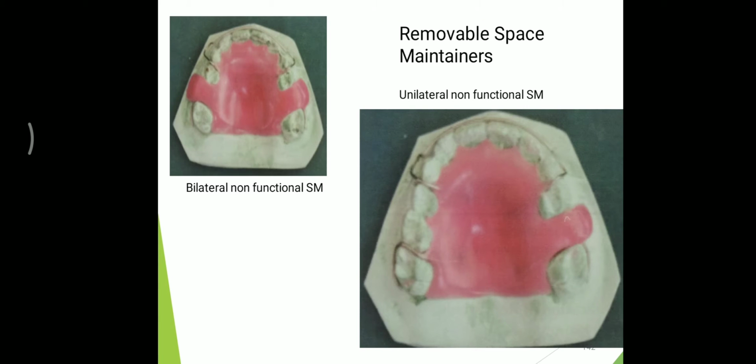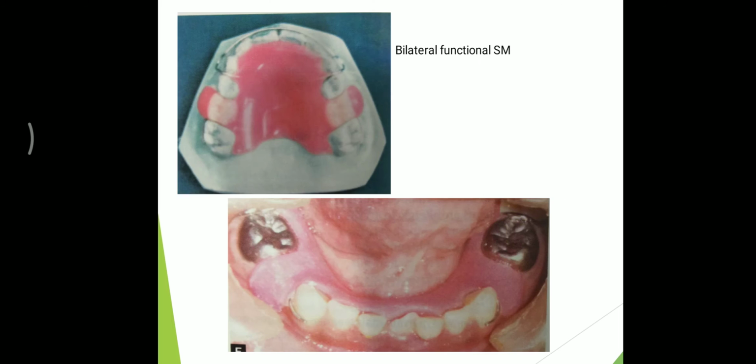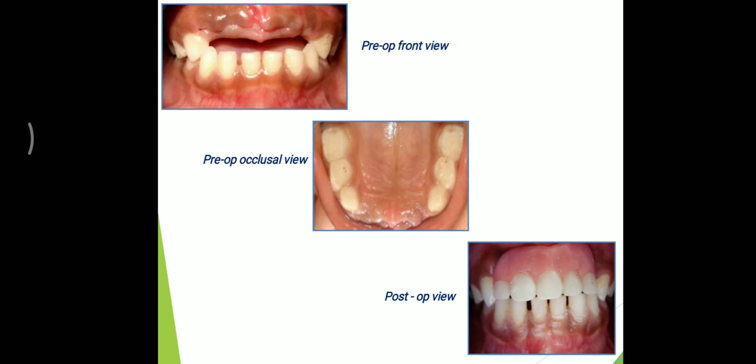And now this is the remote space maintainer: unilateral non-functional space maintainer, bilateral non-functional space maintainers. This is a unilateral functional space maintainer and bilateral functional space maintainer. And remote space maintainer classifications are according to Burroughs: class 1 unilateral maxillary posterior, class 2 unilateral mandibular posterior, class 3 bilateral maxillary posterior, class 4 bilateral mandibular posterior, class 5 bilateral maxillary anterior posterior, class 6 bilateral mandibular anterior posterior, class 7 one or more primary or permanent anteriors, class 8 complete primary. And this is a pre-operative frontal view and pre-operative occlusal view, post-operative view.